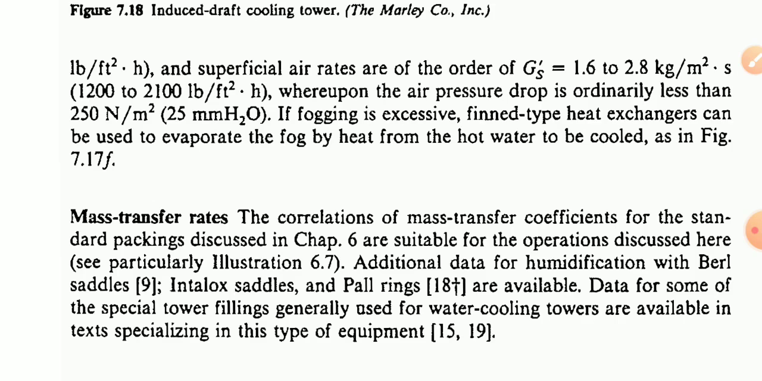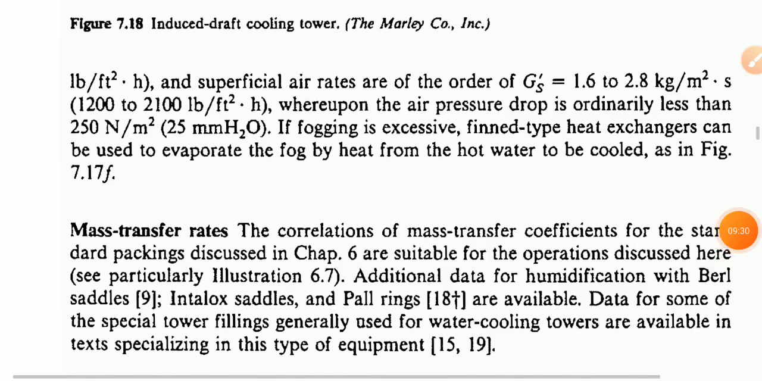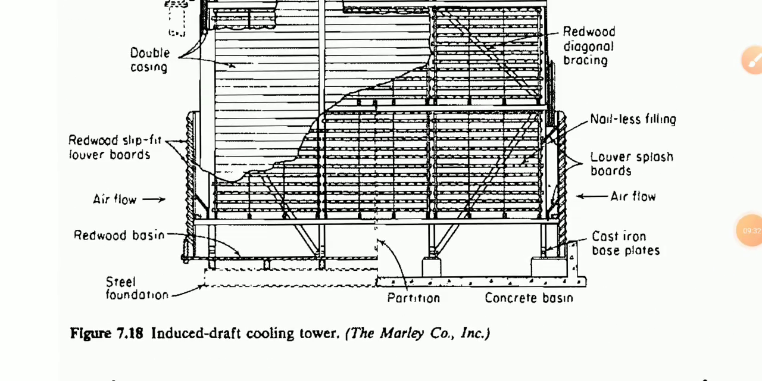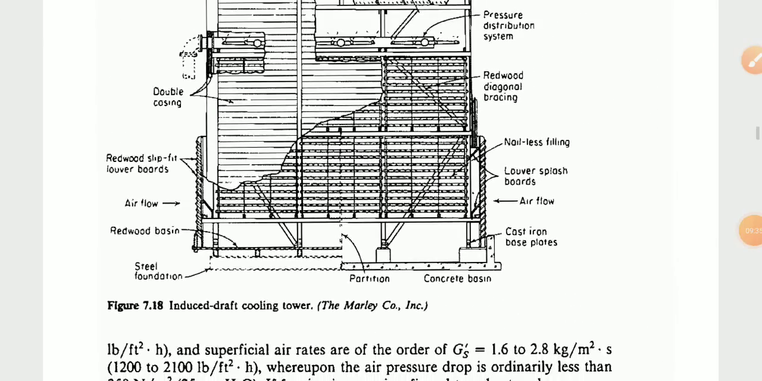(25 mm H2O). If fogging is excessive, a fin-type heat exchanger can be used to evaporate the fog by heat from the hot water to be cooled, as in this figure 7.17F. This is the induced draft cooling tower.